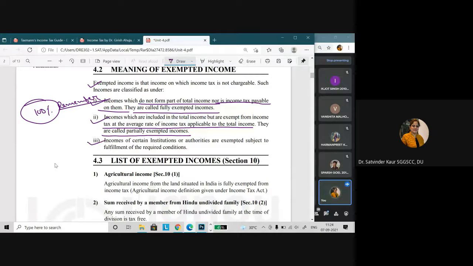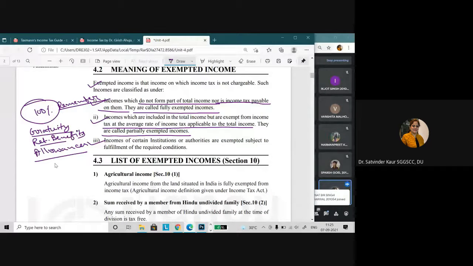And there are certain institutions or authorities which do not require to pay tax, so income becomes exempt in their case. For partially exempt income, we can take the example that if someone has received gratuity, other retirement benefits, certain kinds of allowances or other incomes, these incomes are exempt as per the rules given under the Income Tax Act. All these partially exempted incomes, the details we are going to discuss at a later stage.